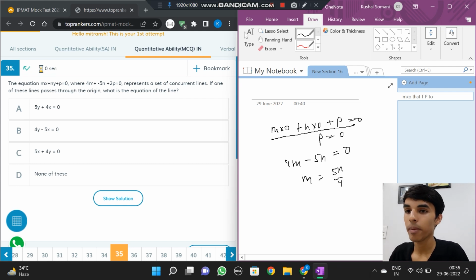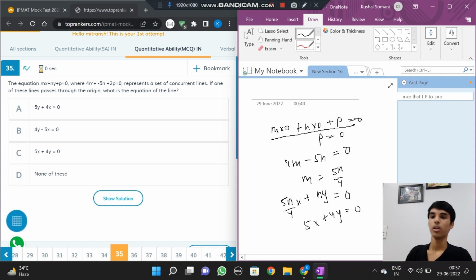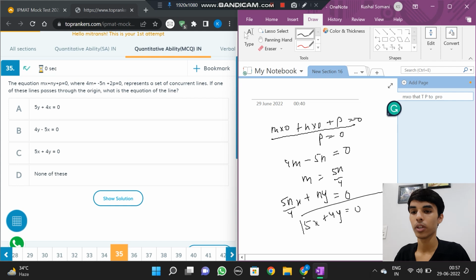Now since m is equal to 5n by 4, we can put this in the given equation, that is 4mx plus ny plus p, and it will provide us 5n by 4 into x plus ny is equal to 0, and taking n common we get 5x plus 4y is equal to 0. This is the equation that we have got.